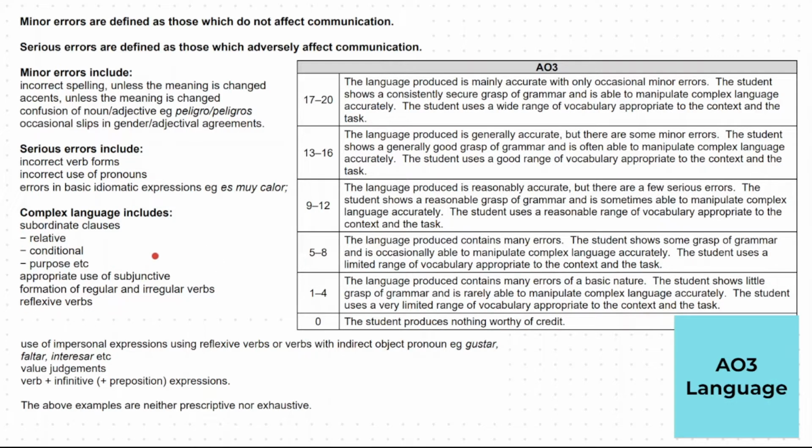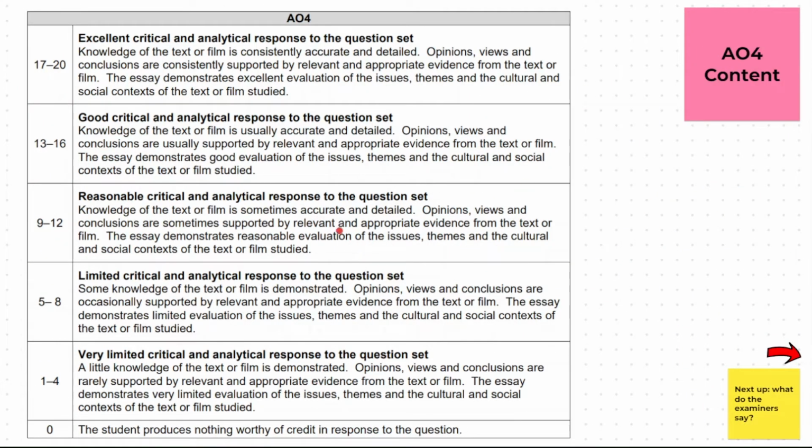Now to move on to AO4, which is the content, i.e. what you write. To achieve marks in the top mark band, you must show excellent knowledge of the text, give justified opinions and views, and give lots of appropriate evidence. Feel free to pause the screen to read the mark scheme.